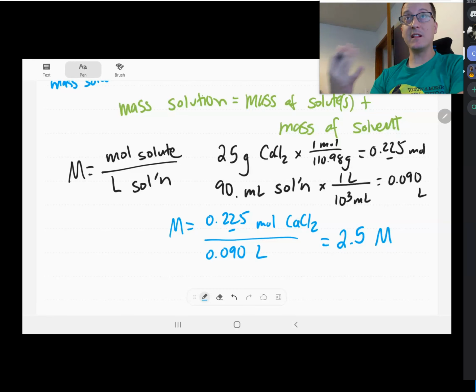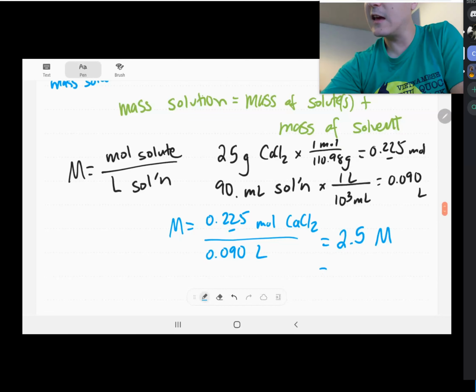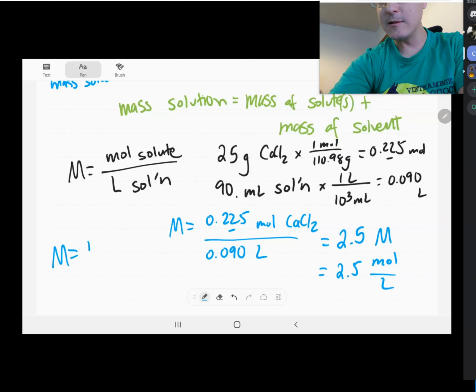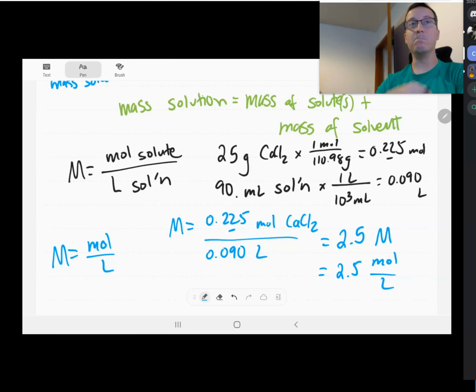Typically, the unit you'll just see is a capital M. That's the same thing as saying 2.5 moles per liter. Those are the same thing. Remember, molarity equals moles per liter. So you will see molar, capital M, as a unit, but what that just means is moles per liter. So it's a conversion factor. It's a concentration. All right, anybody have any questions on that one?